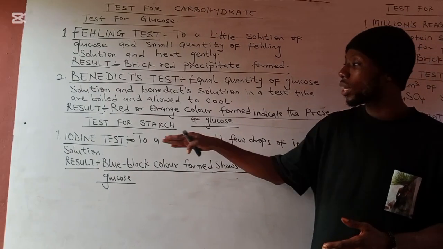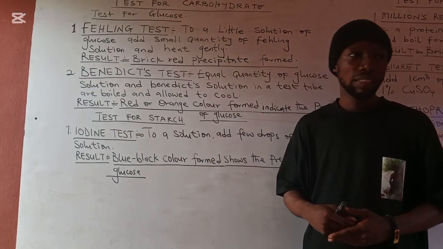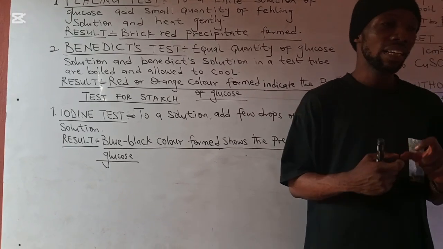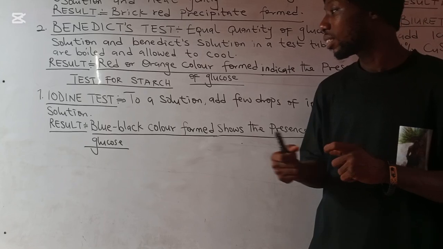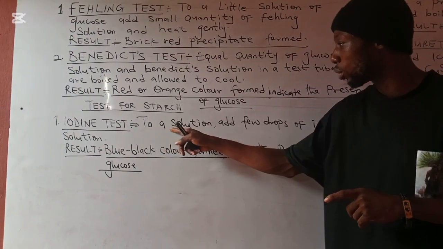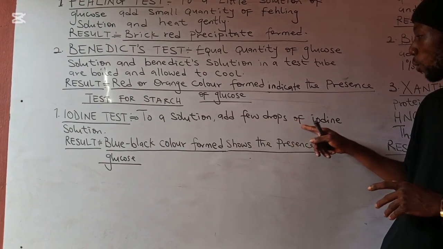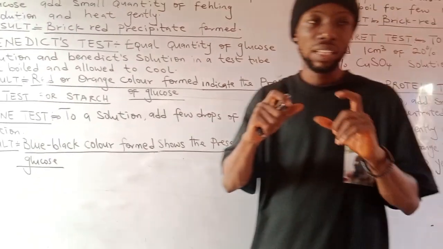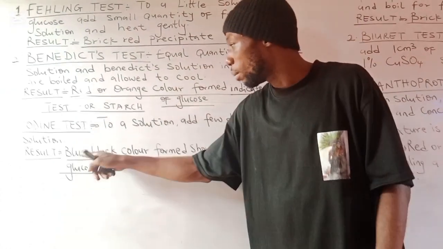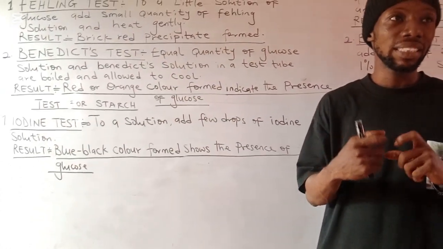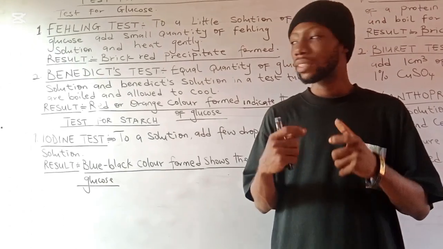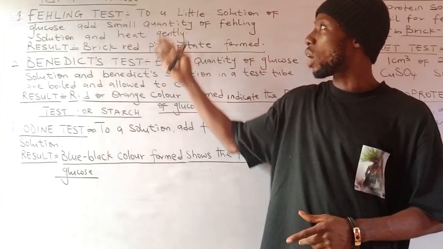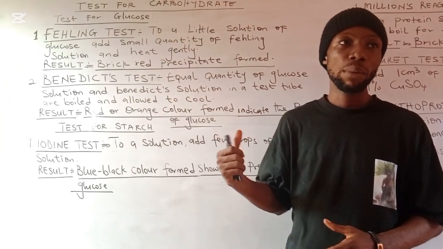Then the next we are going to look at on the whiteboard is the test for starch. We have only one test for starch, and that is the iodine test. We take a solution and add a few drops of iodine solution, and the color changes to blue-black. That indicates the presence of starch using iodine solution. That's all about the tests for carbohydrates.